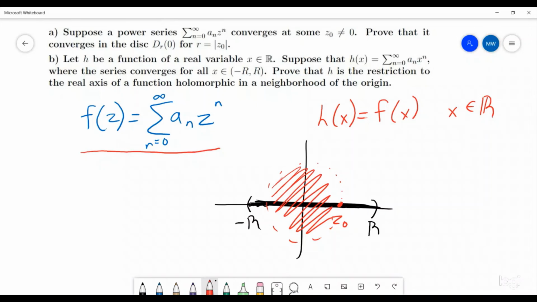To write down your proof, you'd have to formalize this and write it down a little bit nicer. But that's the idea of how this is going to be shown.